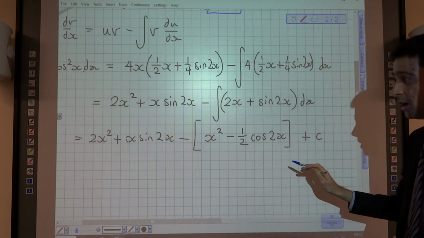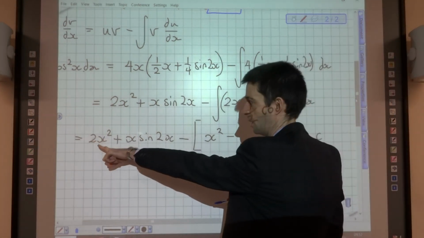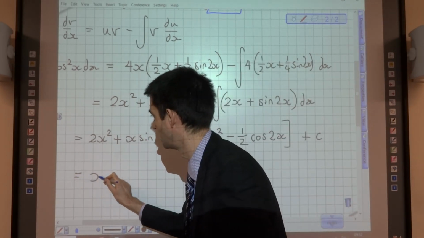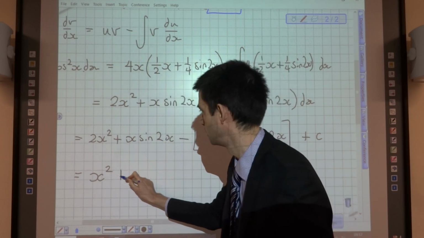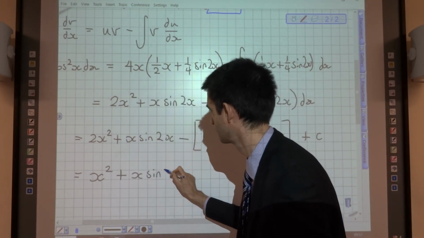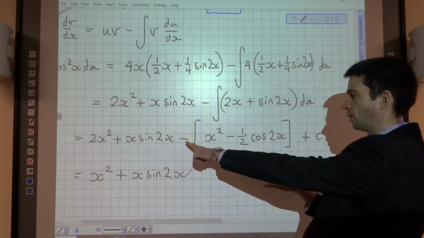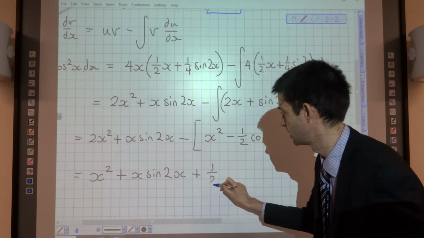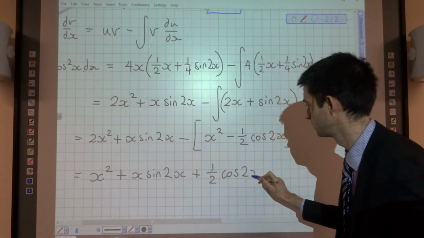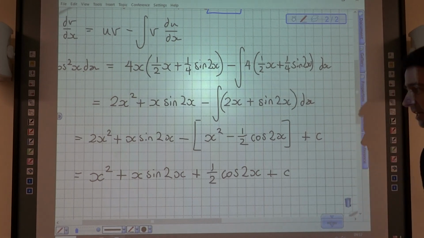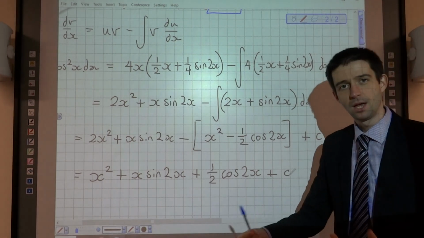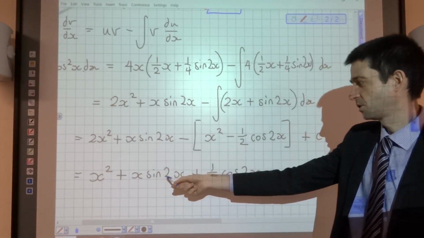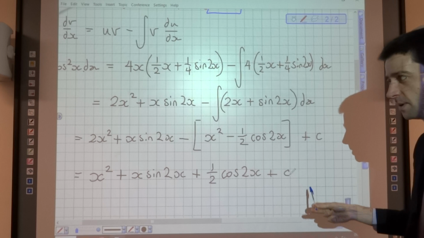Now I just need to think about tidying this up with what's going to happen at the end. So I've got 2x squared, take away x squared. So my final result, I'm going to have x squared plus x sine 2x. And now here I'm subtracting negative a half cos 2x, so that's going to be plus a half cos 2x, and not forgetting plus c. So there we are. Integrate 4x cos squared x, final result: x squared plus x sine 2x plus a half cos 2x plus c.